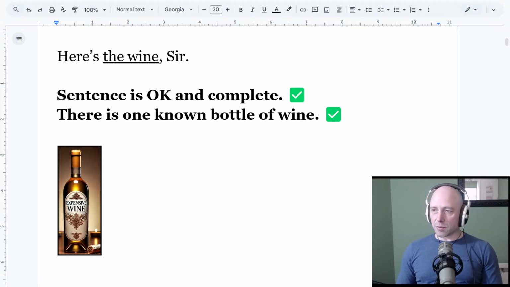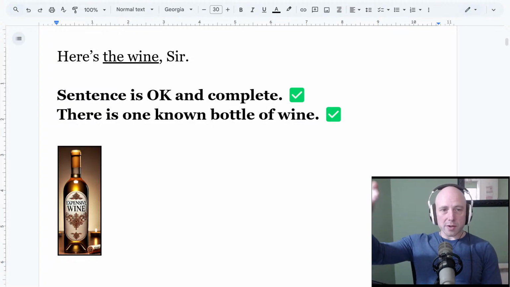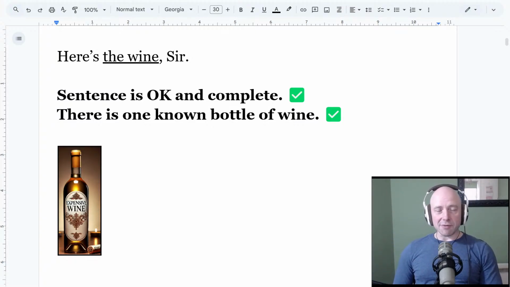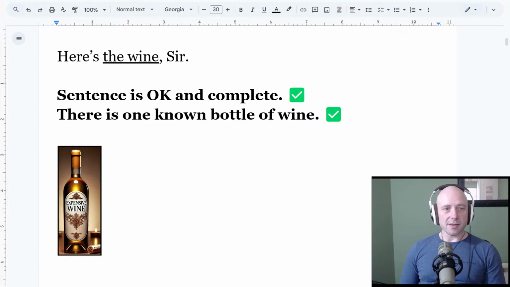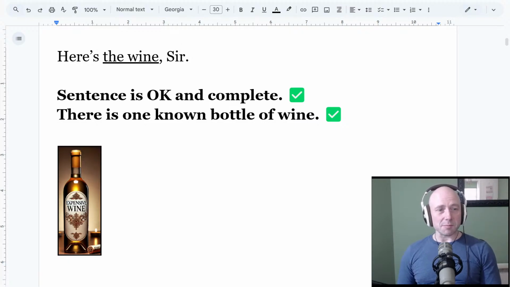So what do we know from this sentence? We know there is one bottle of wine when we say here's the wine, so it's the one known bottle. When we use the definite article, this means the one known. So it's the one known bottle in the context of our conversation. And this sentence is okay and complete. Here's the wine, sir. Right?